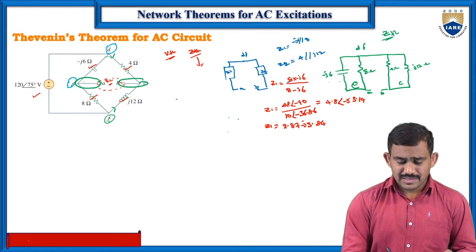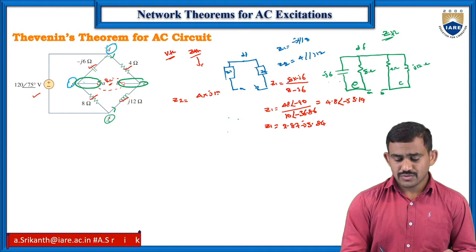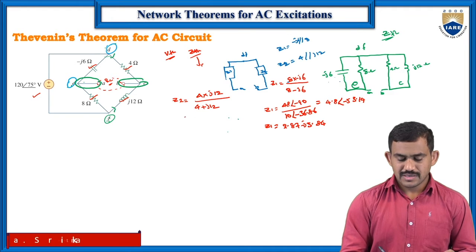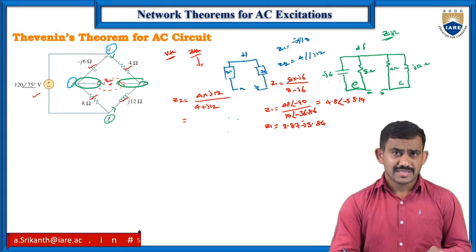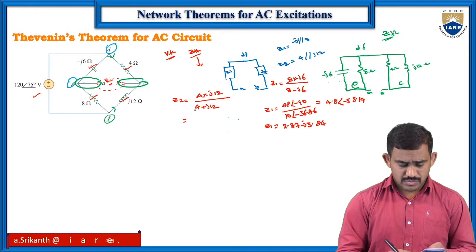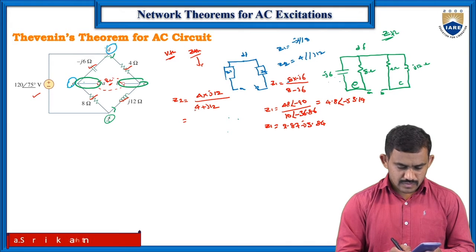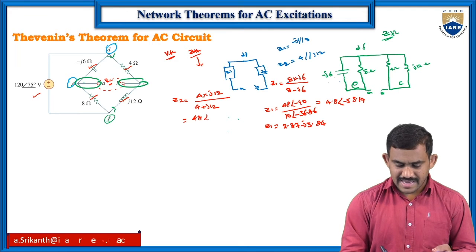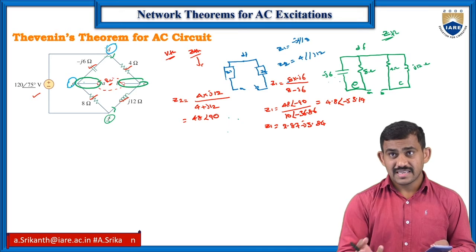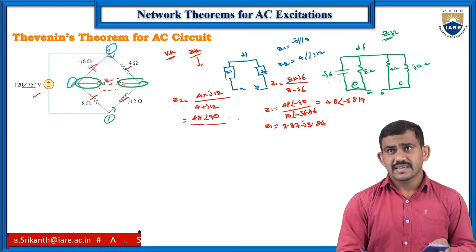Coming to Z2 value. Z2 value is again 4 into J12 by 4 plus J12. Plus means inductor, not capacitor. Capacitor means we go for the minus. Here inductor, we have the plus value. Now 4 we can convert into polar form. 48, same as before: 48 with J means 48 angle with 90. There we had minus 90, here we have plus 90. Same 12 into 4 is 48, here 6 into 8 is 48.